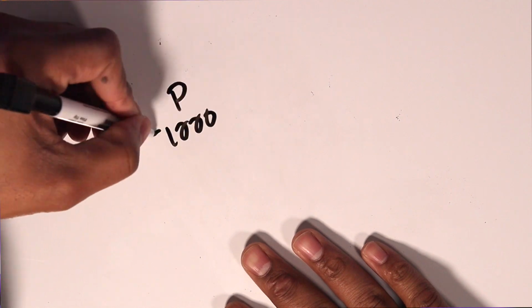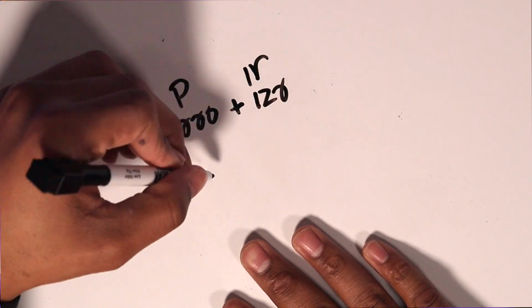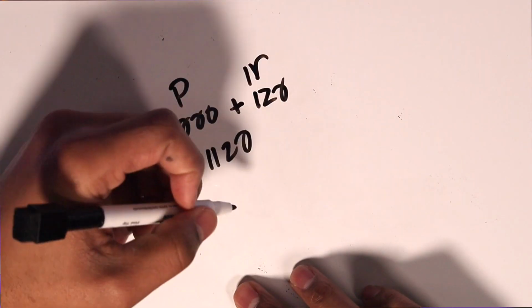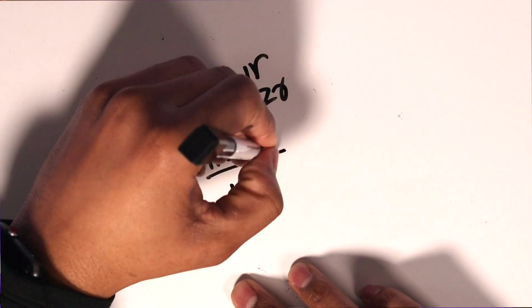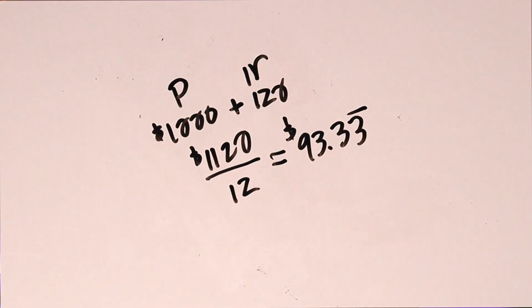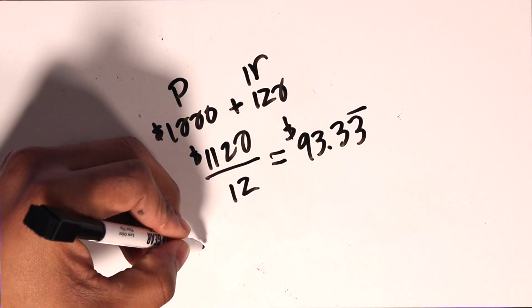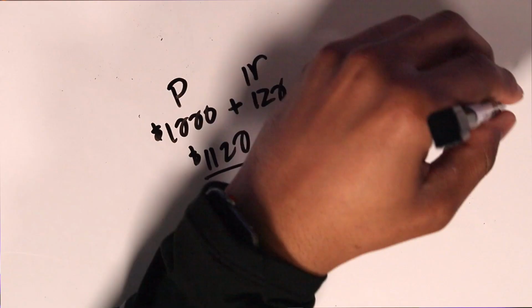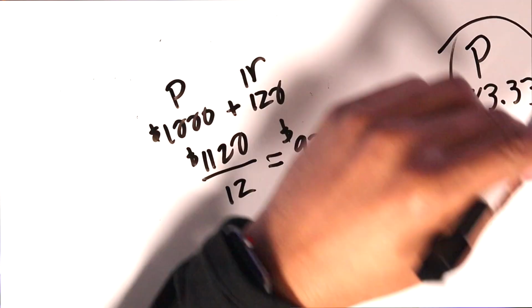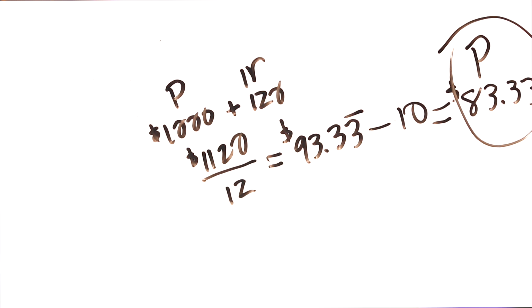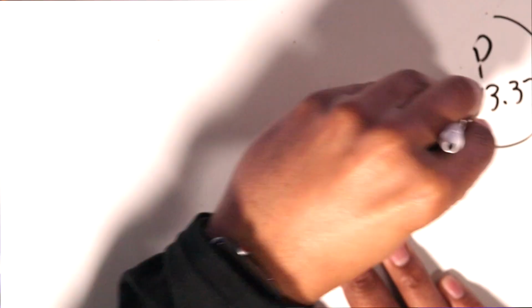If you want to calculate all this together, the principal and interest, it would be as follows: $1,120 divided by 12, which equals $93.33 monthly. If you want to know your principal, you will simply subtract $10 from the $93.33 to get $83.33. Alright, so enough about interest rate. Now let's discuss and examine an APR to know exactly what it is.